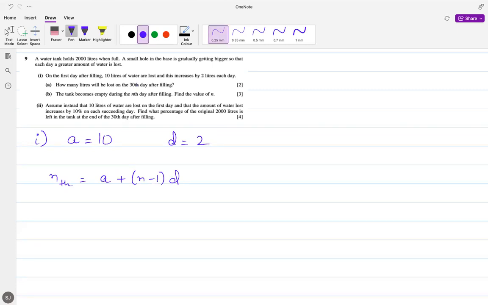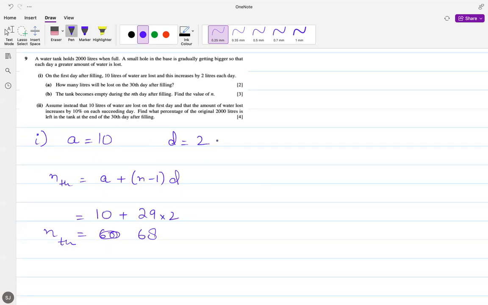As we are looking for the value on the 30th day, we'll just use the formula where a is 10 plus this will become 29 and the common difference is 2. So 58 plus 10 will become 68. So on the 30th day, 68 liters will be lost.